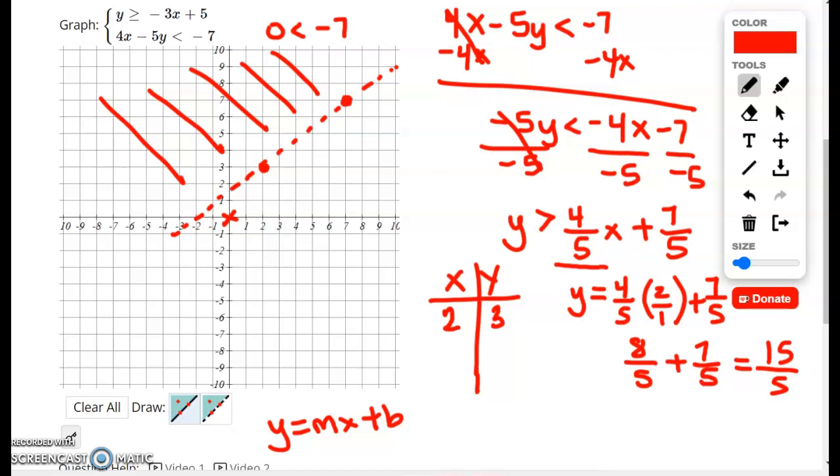Now, if you're having a hard time finding a number that works evenly, you could just try a few. You know, you could just make yourself an XY chart and try 1, 2, 3, 4, 5, and see if one of those works for it.